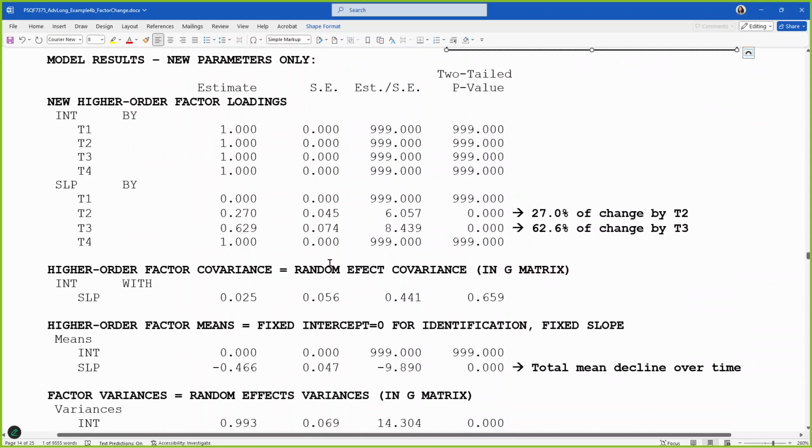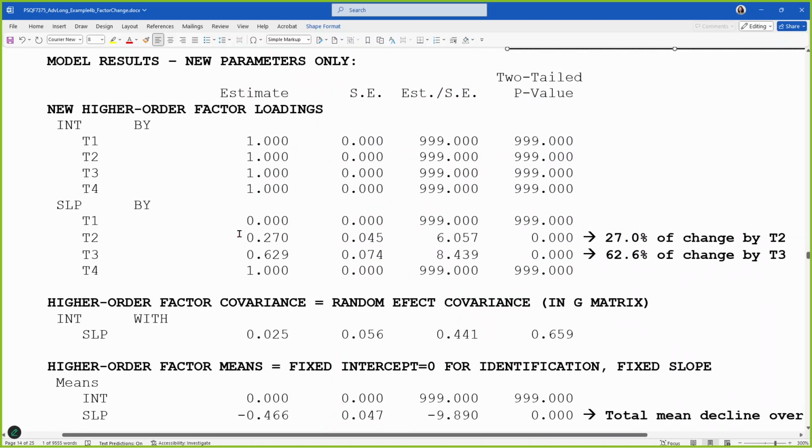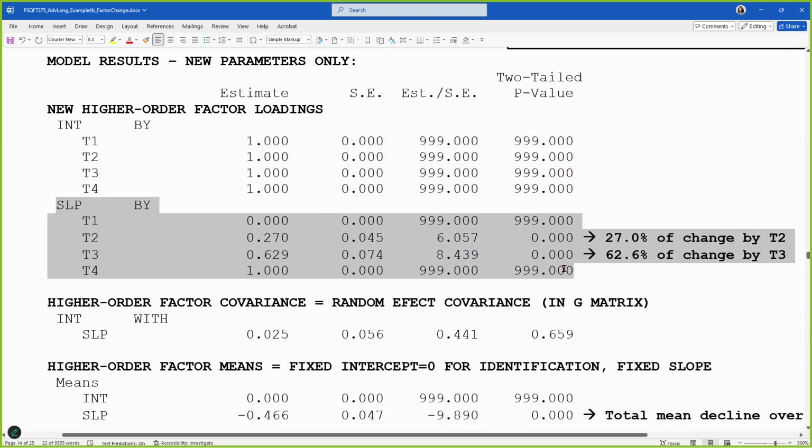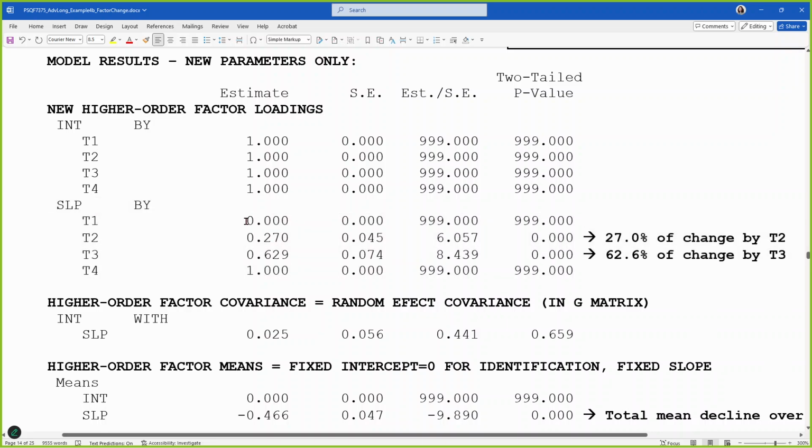So here is the solution then with respect to just the part we care about. I didn't print the whole measurement model because that's not relevant to the story at this point. So here are my fixed loadings for my intercept factor. Here are my fixed and estimated loadings for my slope factor. So there's no contribution to the slope for time 1. At time 2, it's 0.27. At time 3, it's 0.63. And at time 4 it's fixed to 1.